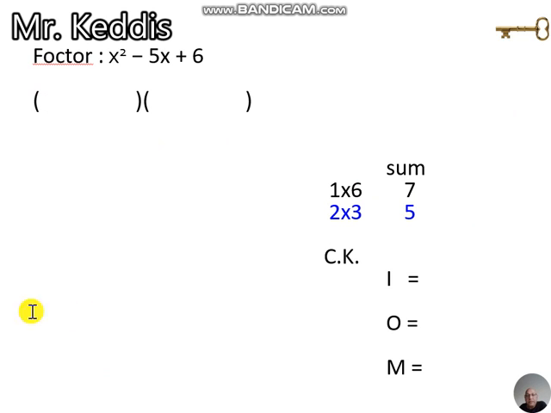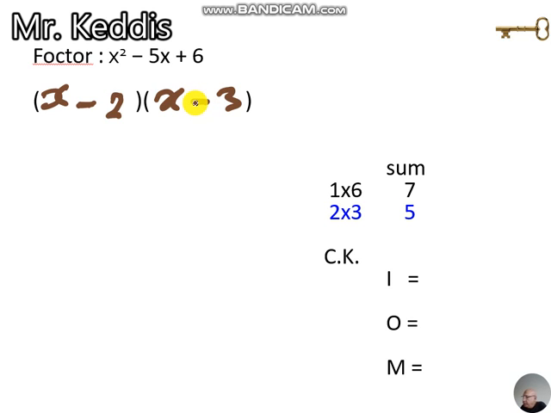We move to the next one. This time I have x squared minus 5x plus 6, instead of plus 5x. Means x and x here. 6 is 1 times 6 and 2 times 3. I choose 1 and 6 or 2 and 3. The middle term 5 means I choose 2 and 3. Because the sign of the middle term is negative, both signs are negative.